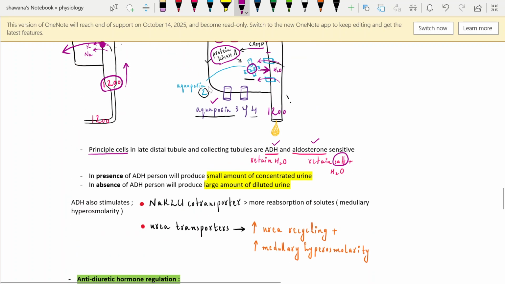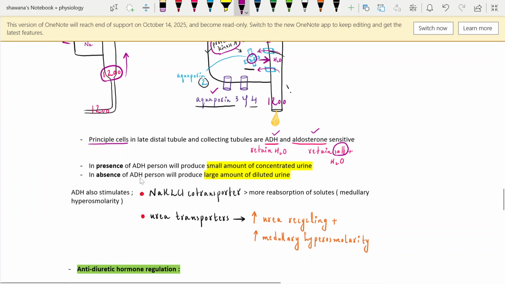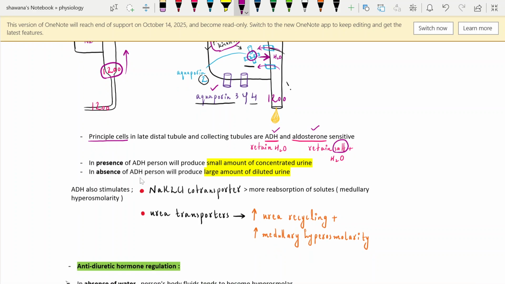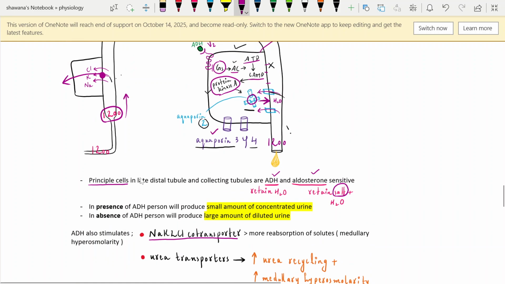Okay, and for now, we have noted that ADH has a function in the reabsorption of water, but ADH has two other important functions. It stimulates the sodium-potassium-2-chloride co-transporter in the ascending part of the loop of Henle. This pump is also ADH sensitive, and ADH upregulates its activity, and it will cause more reabsorption of solutes, contributing to the medullary hyperosmolarity.